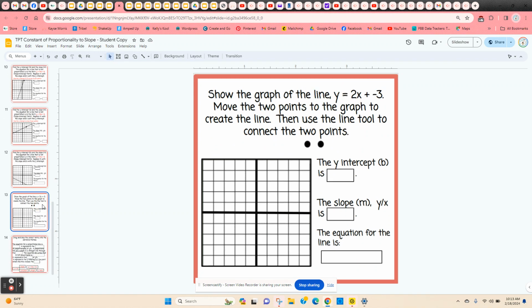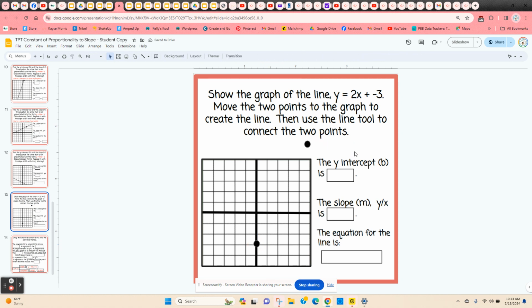Now on this slide, slide 13, students are going to actually create their line. They're given the equation y equals 2x plus -3. And these points are movable. So the first thing they're going to do is find the y-intercept. Well, that would be -3. So they're going to click and hold on one of the points and place it at -3. So we know the line's going to go through this point.